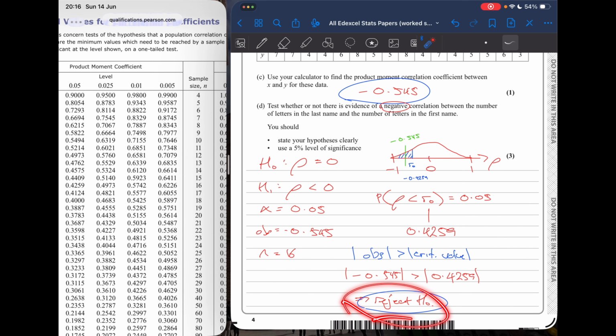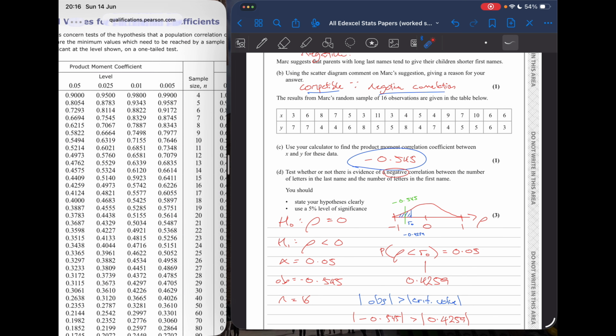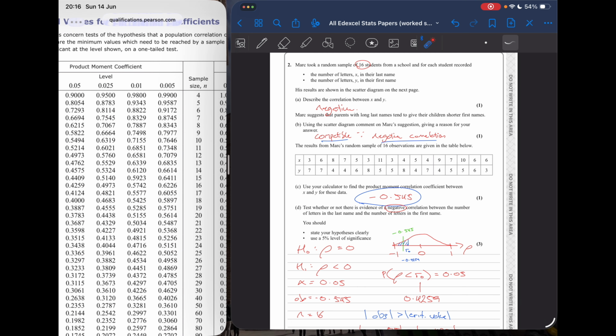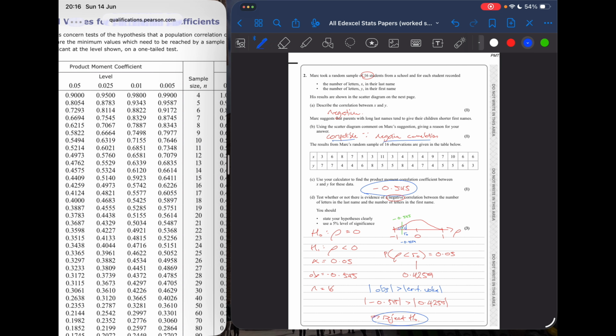You should always write this as a full sentence at the end, yeah? Always write a full sentence for that, and make it to do with what's on about here. So I would say, yes, this suggests that there is sufficient evidence to reject the null hypothesis, and therefore suggests that there is a negative correlation between the length of first name and the length of last name. Lovely. Looks good to me.